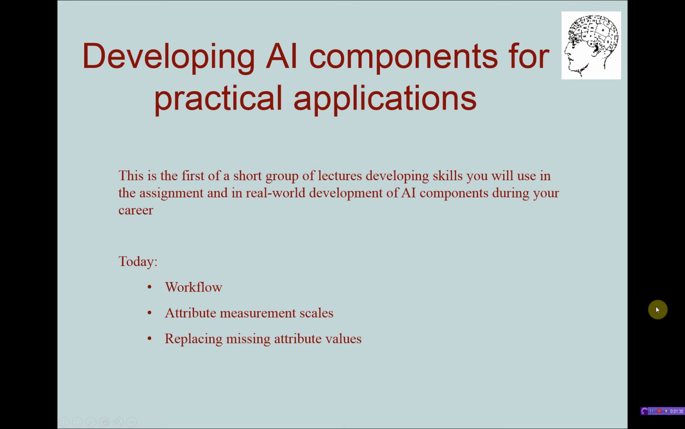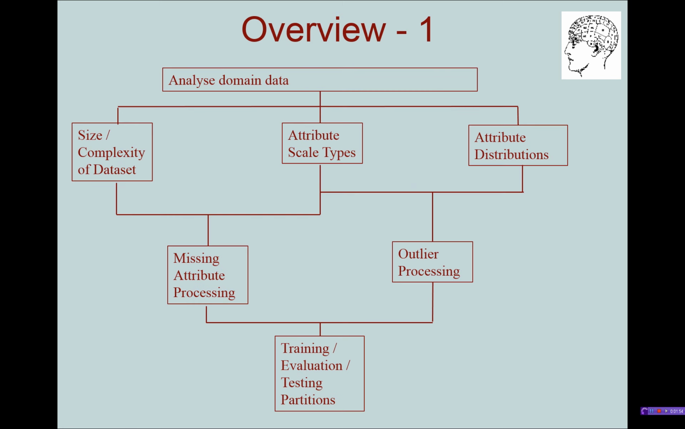This is a methodology which I've developed and used with large numbers of students in the past. We're going to look at the workflow for developing an AI component. We're going to discuss measurement scales, and we're going to talk about replacing missing attribute values and outliers. Here's the basic workflow for developing an AI component.